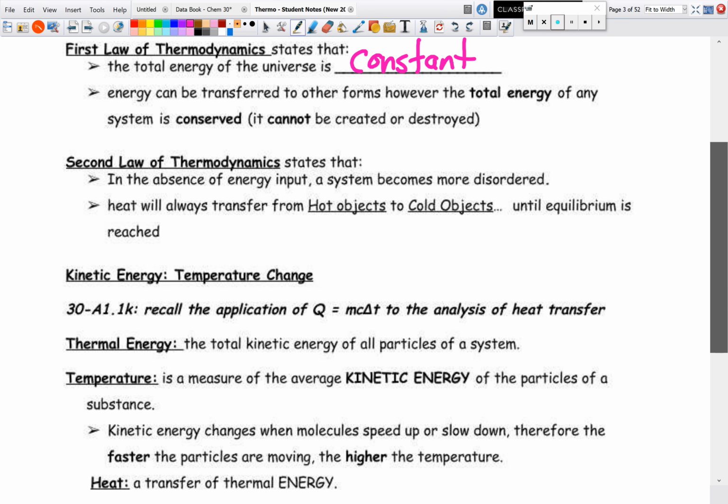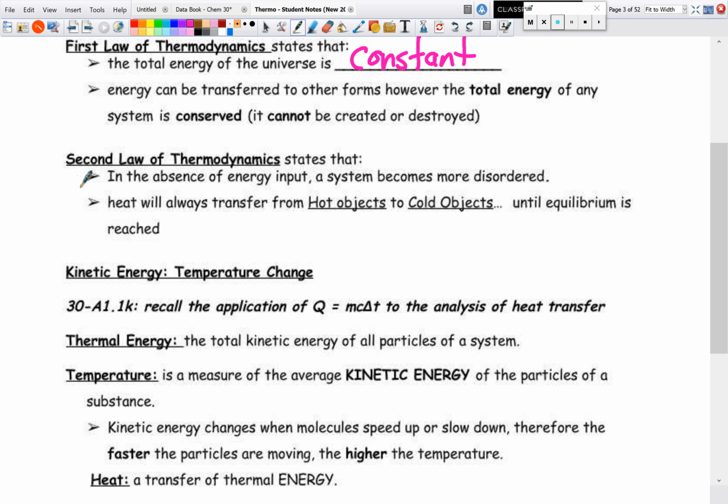Now, the second law of thermodynamics as well, this is the technical term for it. In the absence of energy input, a system becomes more disordered. What we are going to refer to this sentence is right here, and that is heat will always transfer from hot objects to cold until an equilibrium is reached, which means until they reach the same temperature.